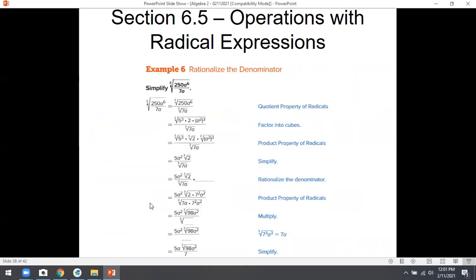Okay, so let's do our very first example here. Example number 6, jot this down. We're going to just do this one and maybe one more and call it a day.